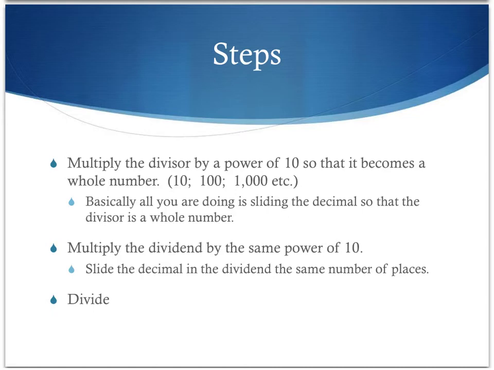Then the second step: once you've multiplied the divisor to make it a whole number, you're going to do the exact same thing to the dividend. You're going to multiply that dividend by the same exact number as you did the divisor, and then you will just finally traditionally divide like what we did in the previous lesson.